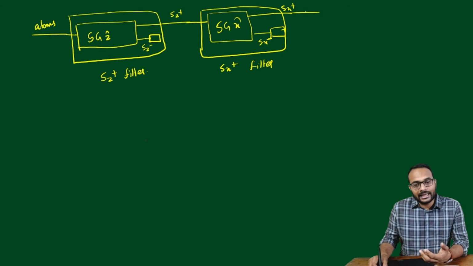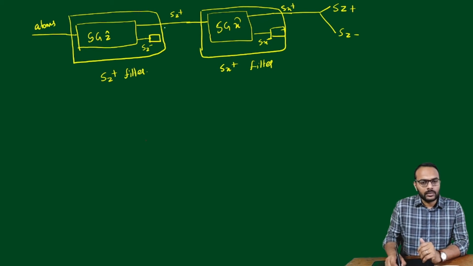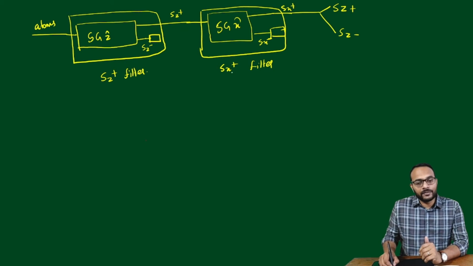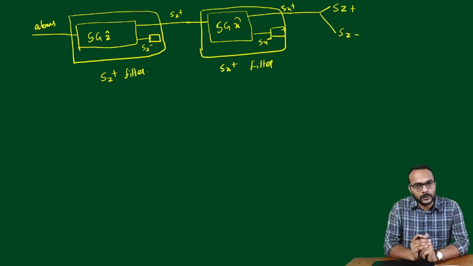Now I can again analyze this beam using a Stern-Gerlach apparatus, SGZ apparatus, and we'll see that it has both components, Sz plus and Sz minus. So this Sx plus beam has both Sz plus and Sz minus. This can be understood by analyzing it using an SGZ hat apparatus. Here it was only Sz plus, but after passing through the Sx plus filter, it has picked up an Sz minus component also.